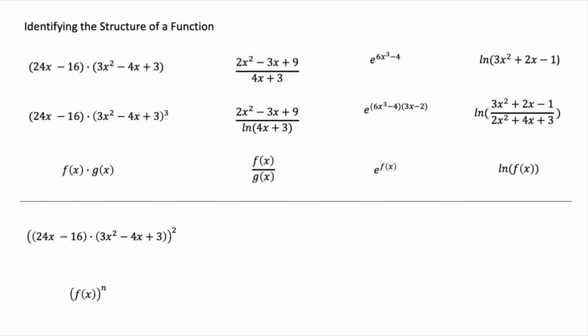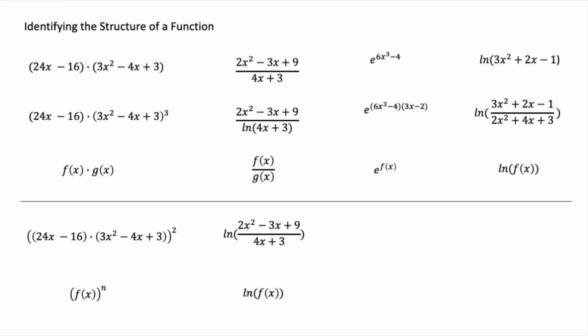Now that we've gone through these examples, let's talk about some similar functions that have different base structures. Recall that we are trying to identify the structure that applies to all parts of the function. If there's more than one structure that applies to all parts of the function, we are looking for the outermost structure. Here we have a product of two functions wrapped in an exponent. Both the multiplication and the exponent apply to all parts of the function, but the exponent is the outermost function, so this would be an application of the general power rule.